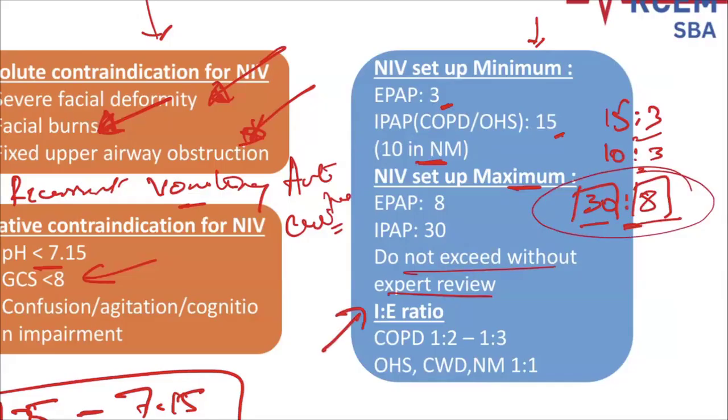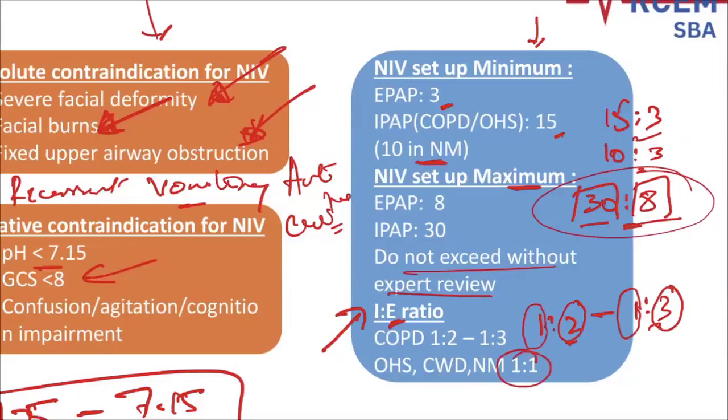Inspiratory expiratory ratio. It is preferred to be a 1:2 ratio, and you can increase it to 1:3 also. What do I mean by inspiratory expiratory ratio? For example, you inspire for 1 second and you expire for 2 seconds. That is the ratio, the duration you're giving. For example, 1 second you're inspiring and 3 seconds you are expiring.